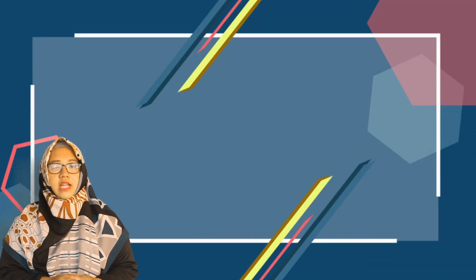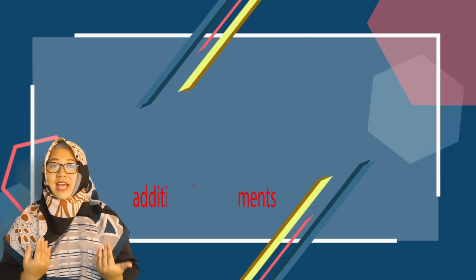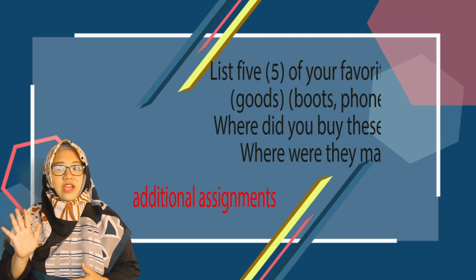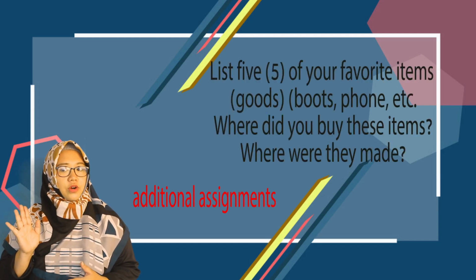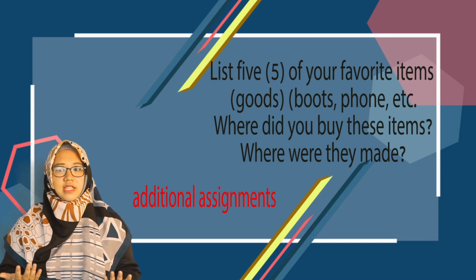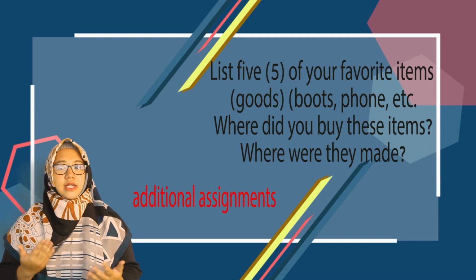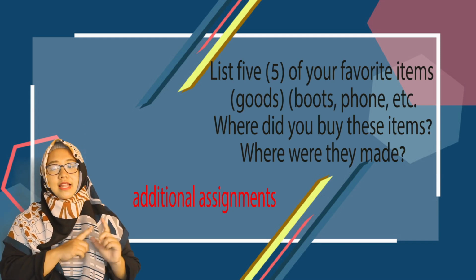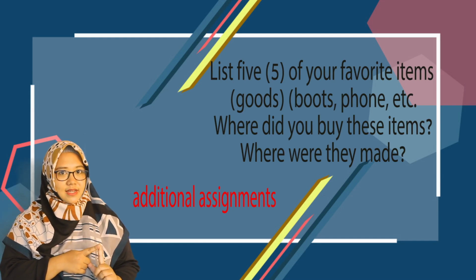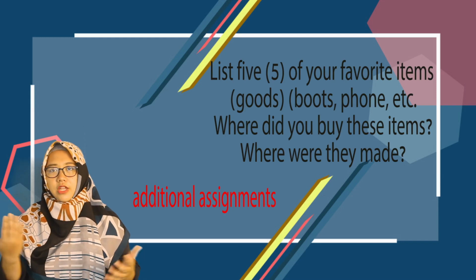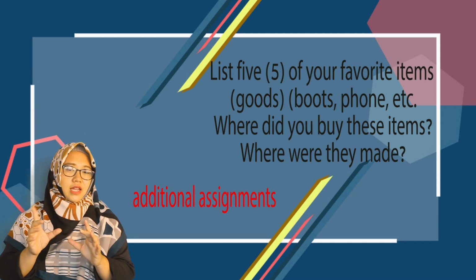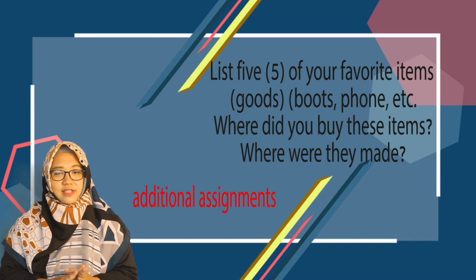Okay, after you understand what scarcity is, I will give you an additional assignment. Please write down on your paper a list of 5 of your favorite items or goods, like maybe cell phones, cosmetics or clothes. Identify where you bought these items, and second, identify where they were made. For example, you can take your cell phone and identify where you bought it and where it was made. You can check it on the back part of your cell phone, something like that.